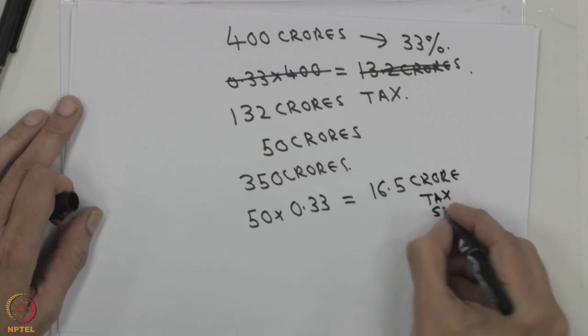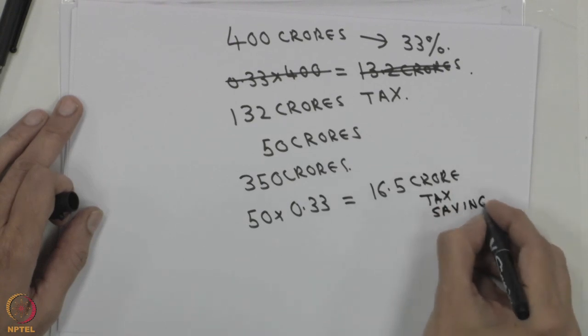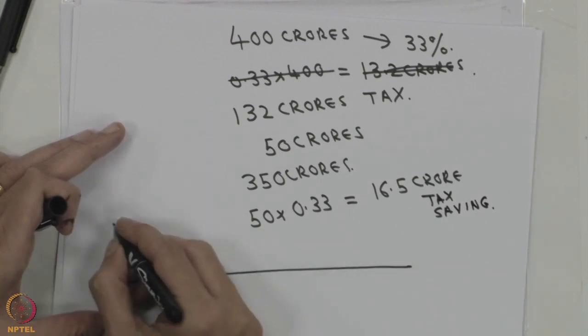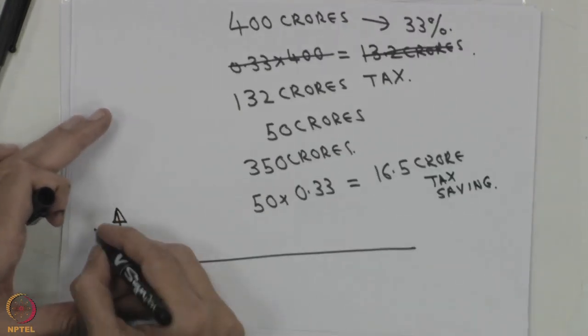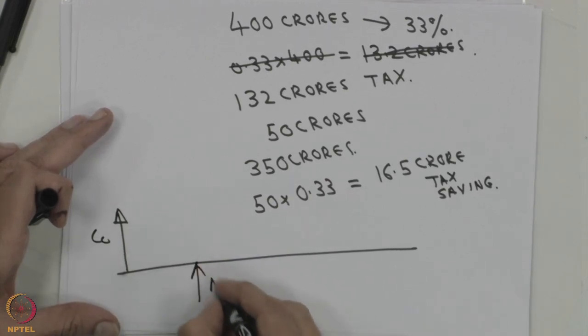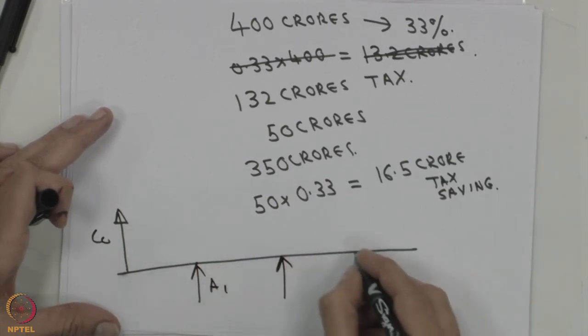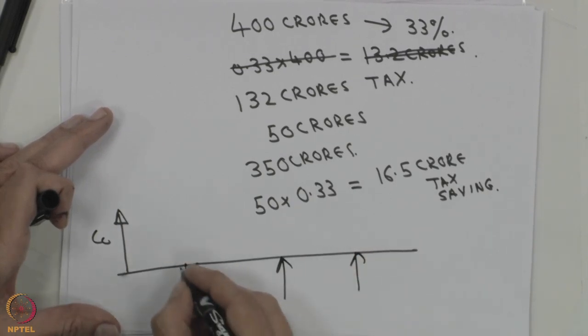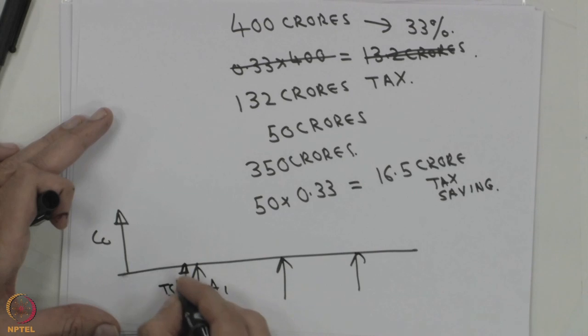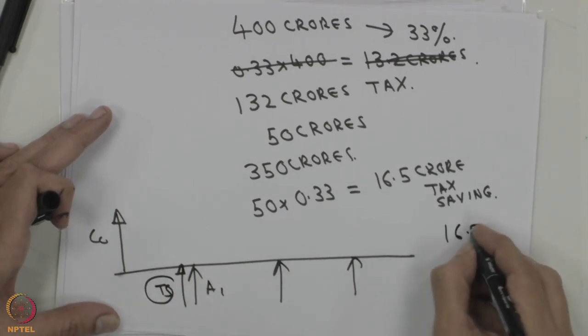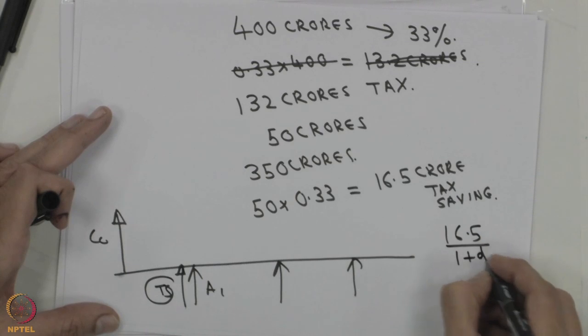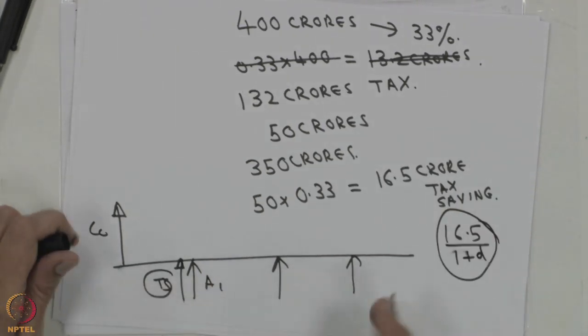So, in terms of the benefit stream of the wind farm, where we have C0 and these annual cash flow streams, we are getting at the end of 1 year an additional tax saving stream, which will be 16.5 divided by 1 plus d, with the result that all the indicators that we talk of, the net present value, benefit by cost ratio, the internal rate of return, all of these would improve with this.